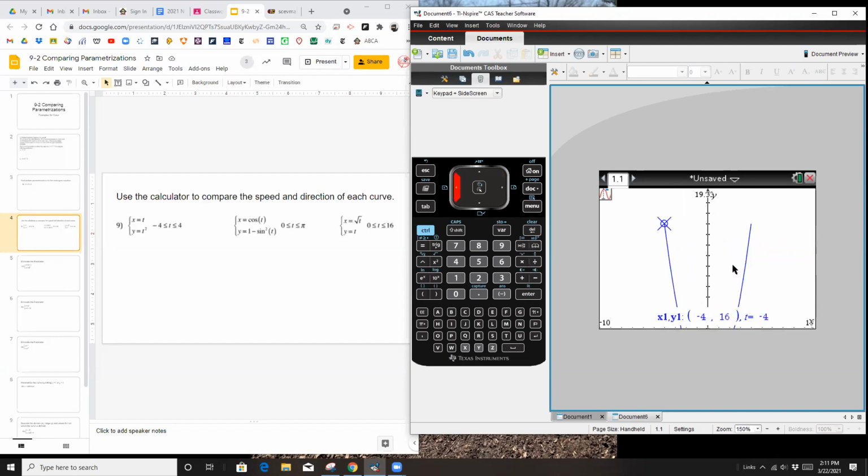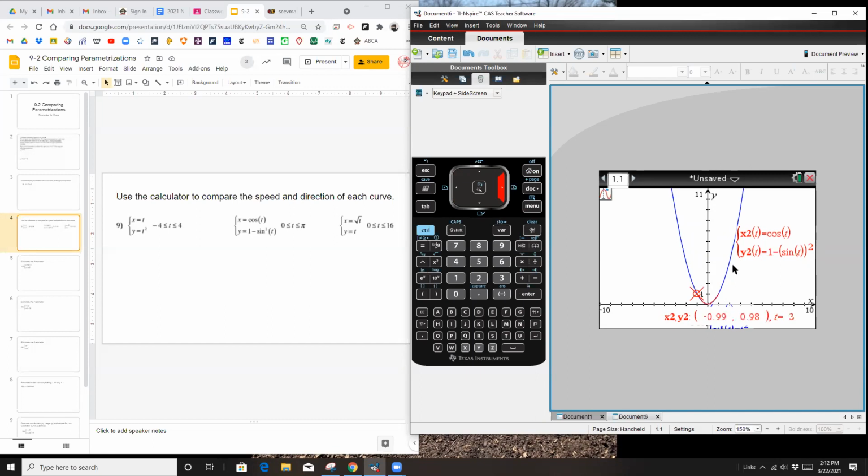All right, first thing, without even thinking about the speed, if you look at the orientation, the blue graph, the arrows would be pointing from left to right. That's how the arrows would be pointing if you sketch this by hand. But the red graph would be going the other direction. So the orientations are different.